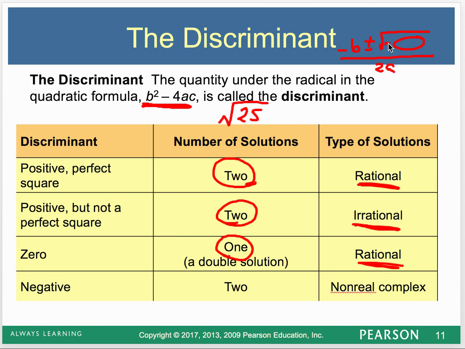If you get a negative number under this square root, you're still going to get 2 because you're going to have plus this and minus that, but they're going to be non-real complex solutions. All right, so I want to maybe keep up with this chart.